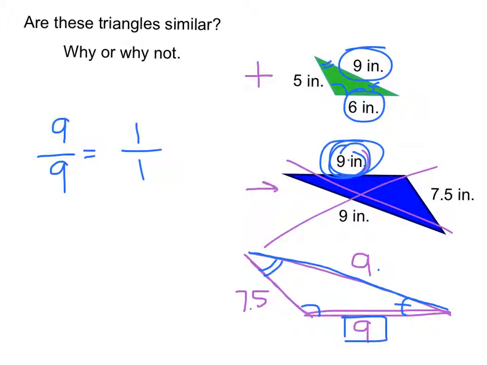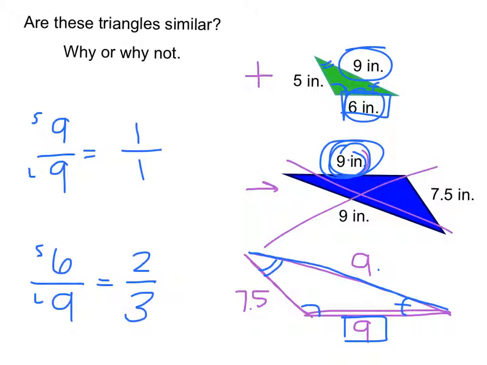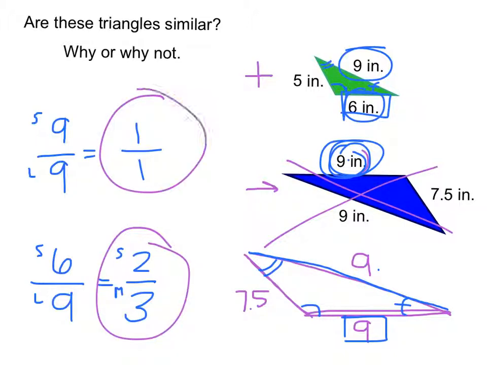Let's look at the bottom. I have 9 and 6. So I have to do a small one on top. This is my small triangle, this is my large one, so I have to keep it small over large. Small triangle has a side length of 6, large has a 9. If I reduce, I get 2/3 small to large. Are these ratios the same?